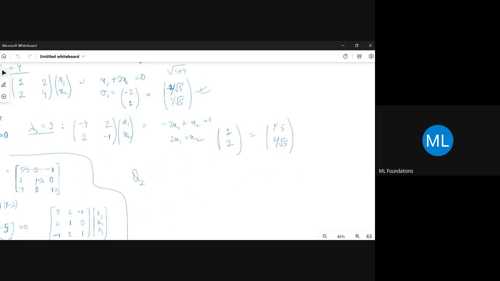So our Q2 matrix is corresponding to the eigenvalue lambda equal 4. You can write the lambda values in increasing or decreasing order, it's fine. So Q2 is 1 by root 5, 2 by root 5. All right.